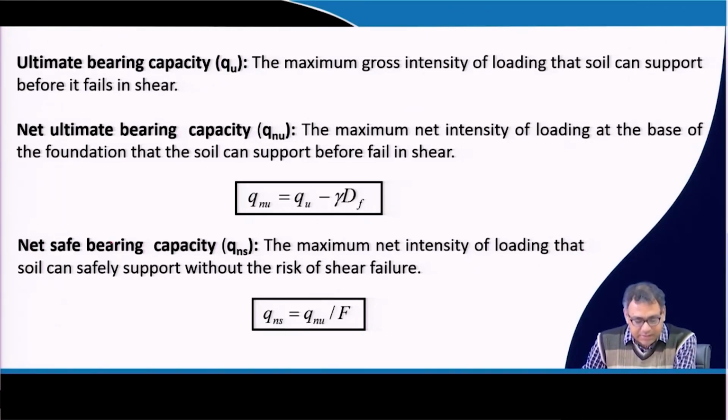Then the net safe bearing capacity: if I apply the factor of safety, because when we are doing any design we have to apply the factor of safety, then that is called the net safe bearing capacity, and this factor of safety varies from 2.5 to 3.